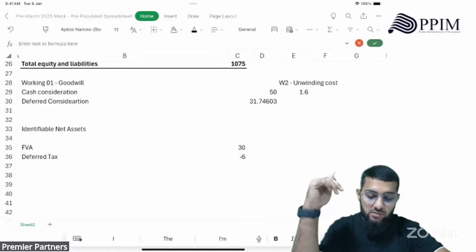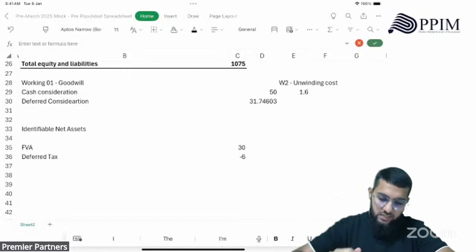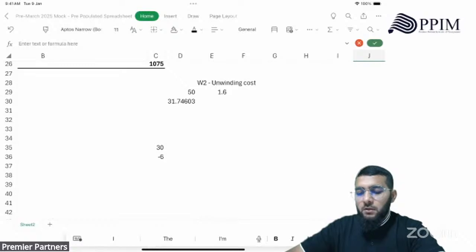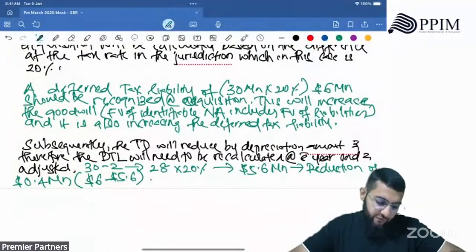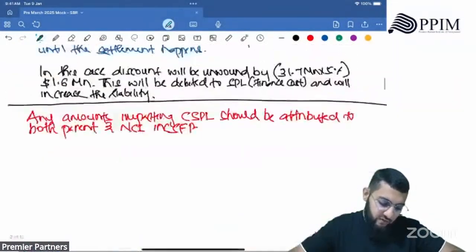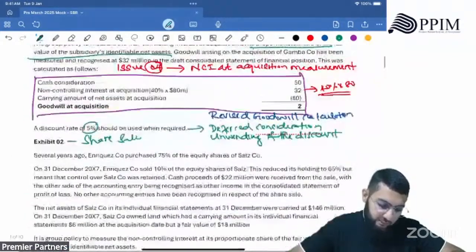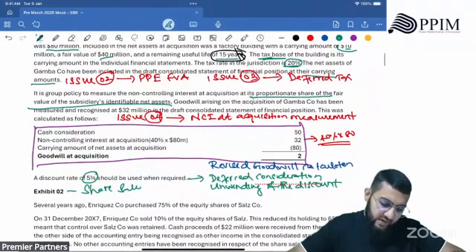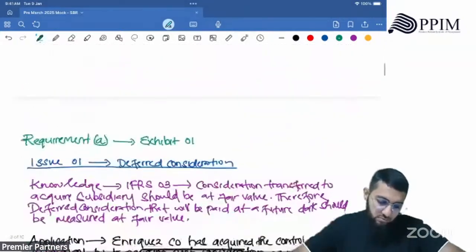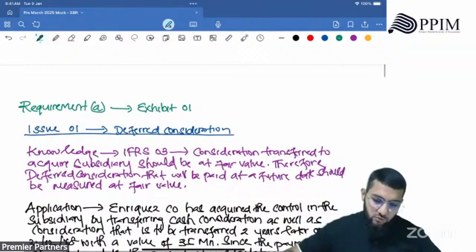Just doing working is not sufficient. So doing it there is the best, right? Okay, then we have the final issue that we had identified, which is NCI, correct? Yeah, NCI acquisition measurement. So NCI was measured at 80, right? 80 was where it was measured. Why? Because 80 was a net assets carrying amount. But carrying amount fair value was different. So we made that change.